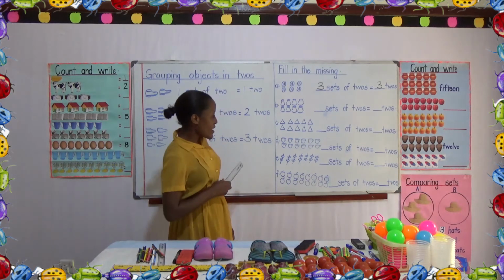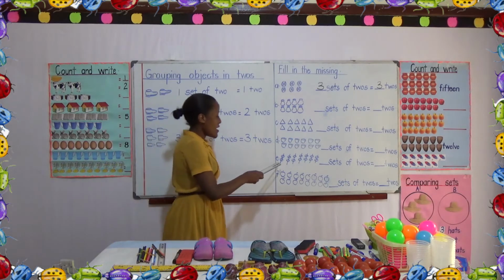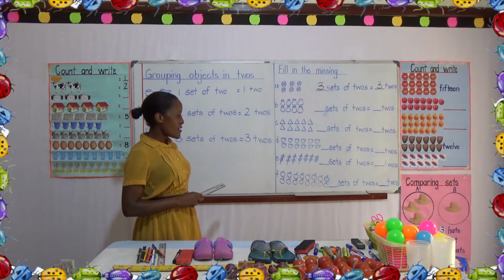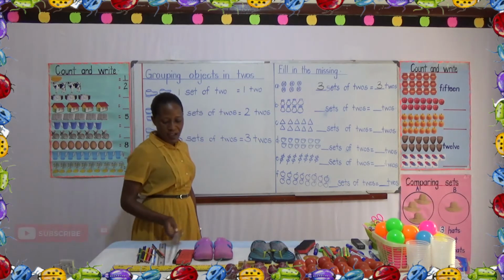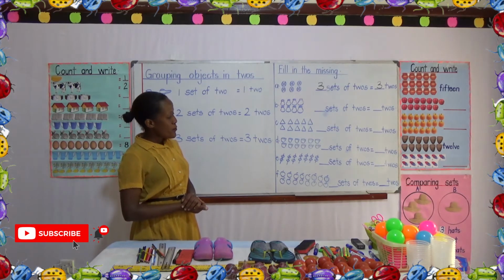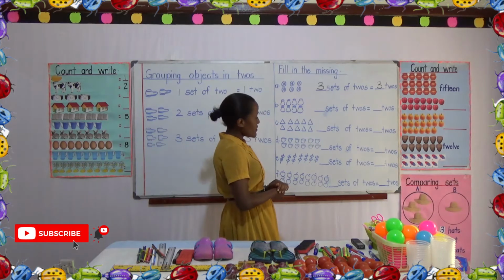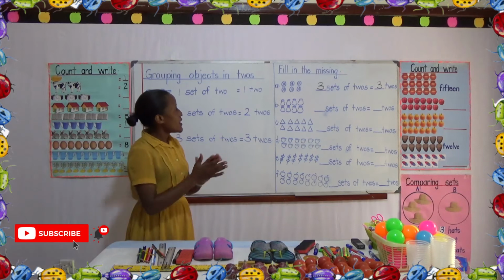We also have cups in part D. There are beads in E, and F is having some tomatoes. I want you to write so well. Remember to write better than me. That is our activity today.